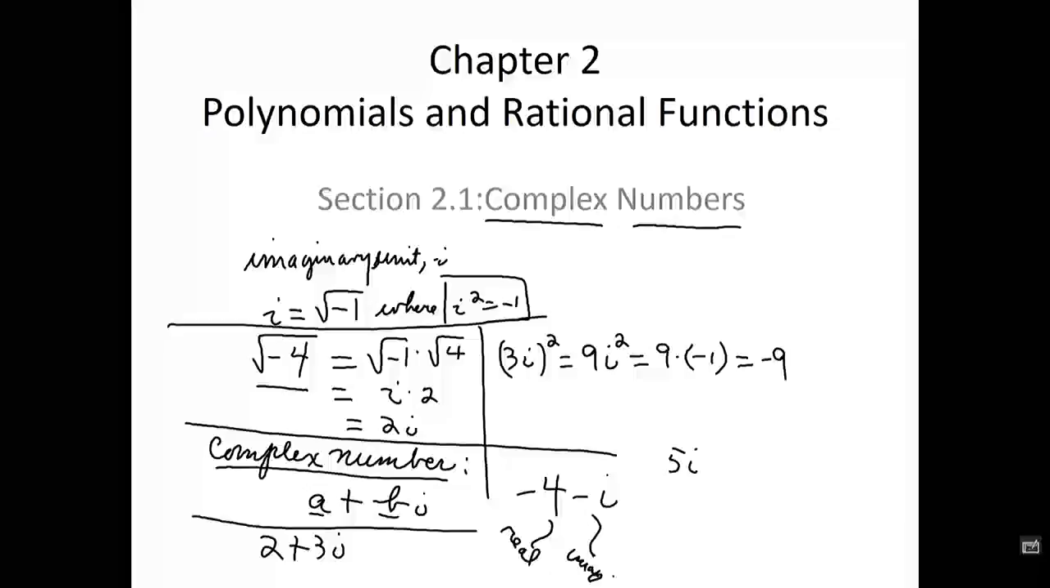One more example. 5i, let's see. We can write this in standard form as 0 plus 5i, where the real part is 0 and the imaginary part of the complex number is 5.